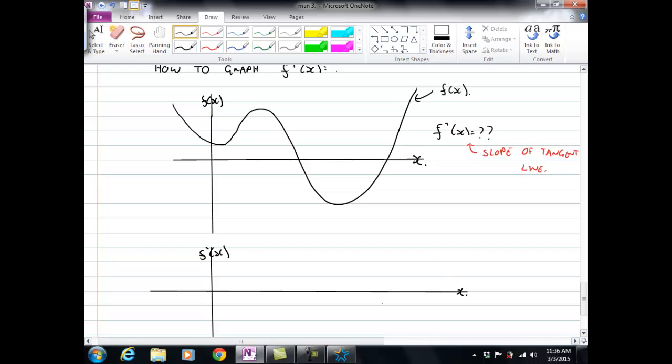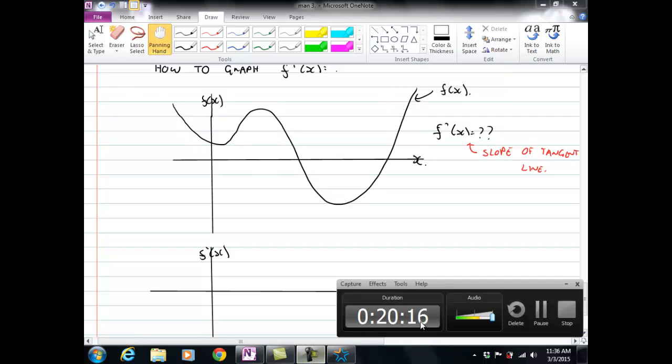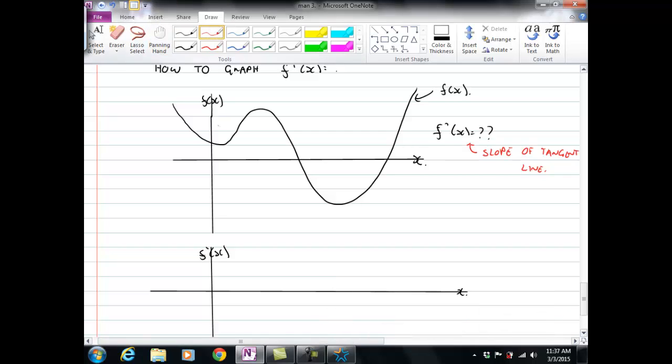If I look for the slope of the tangent line, the first thing I should focus on is where on this graph my slope is 0. I want you to put points on where you think the slope of the tangent line is 0. I'm going to pause it, let you figure it out. Slope will be 0 here, here, and here.